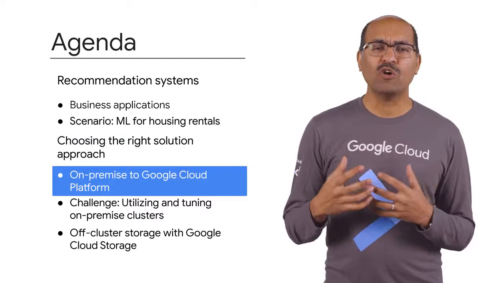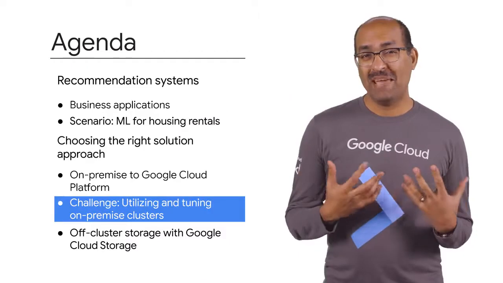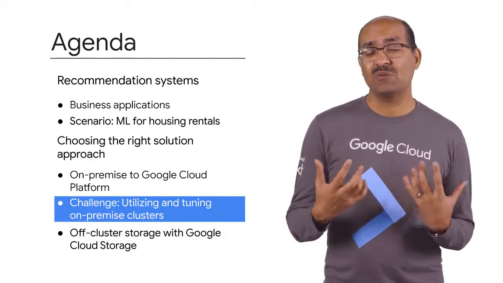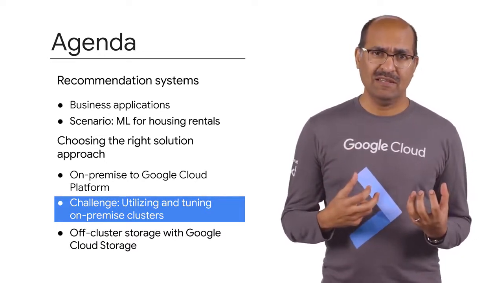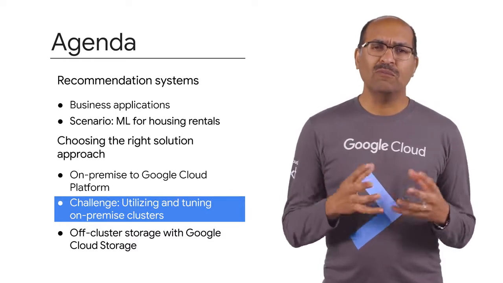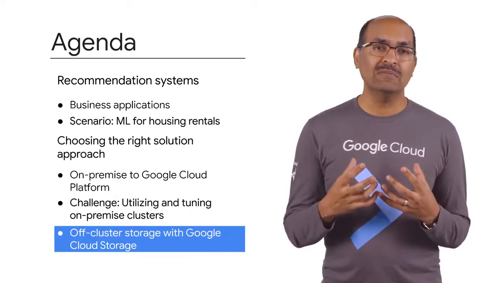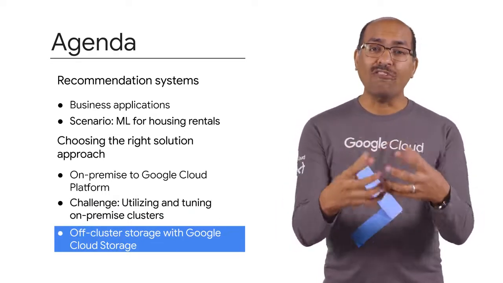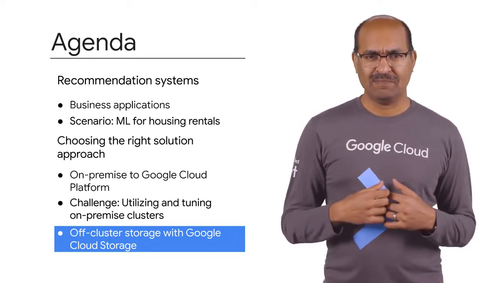We'll look at how you would go about migrating on-premises applications to Google Cloud Platform. In particular, why you would want to migrate an on-premise application to Google Cloud Platform. Maybe it is to avoid the challenges that are associated with utilizing and tuning on-premise clusters. But also, when you move an on-premise application to Google Cloud, you're also moving from dedicated storage to off-cluster storage with Google Cloud Storage. And we'll talk about why that is.